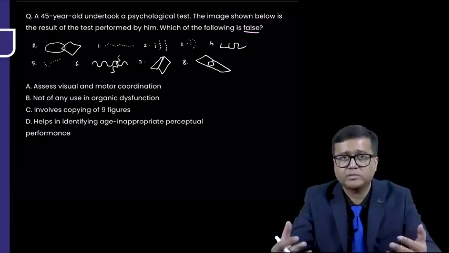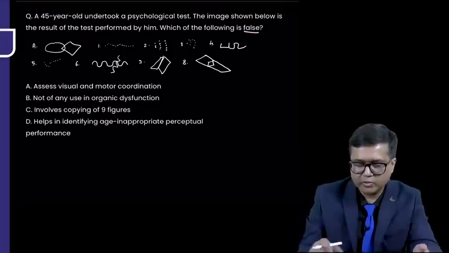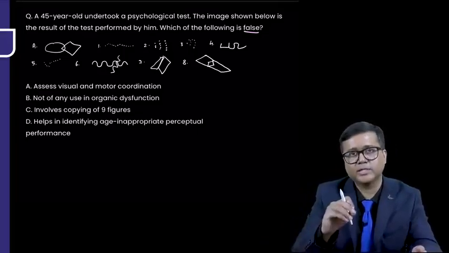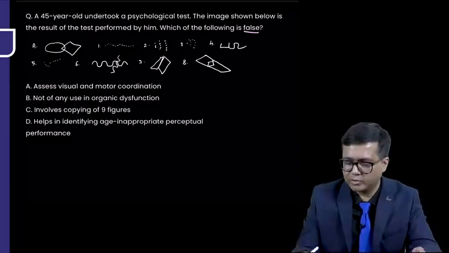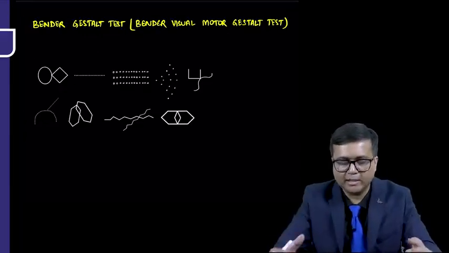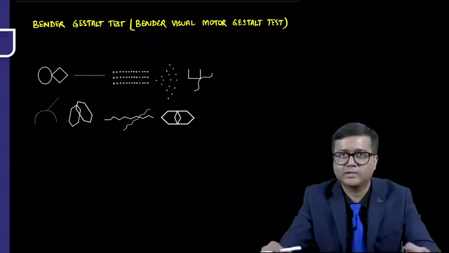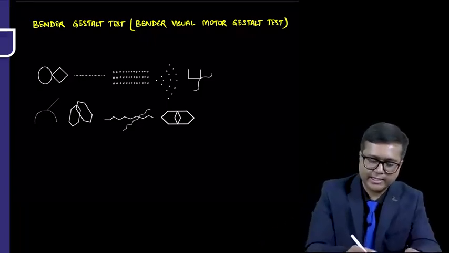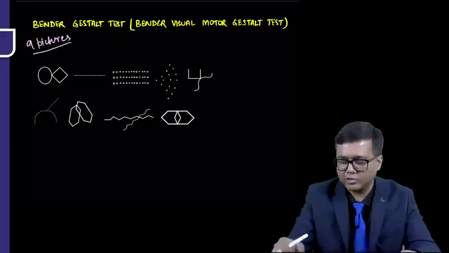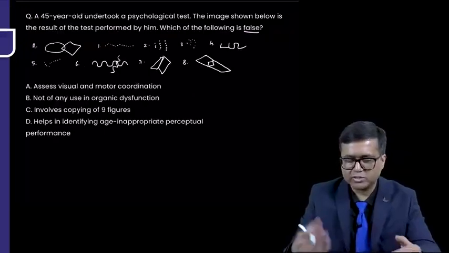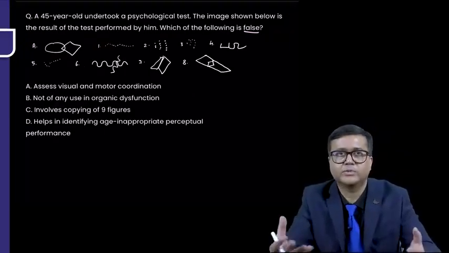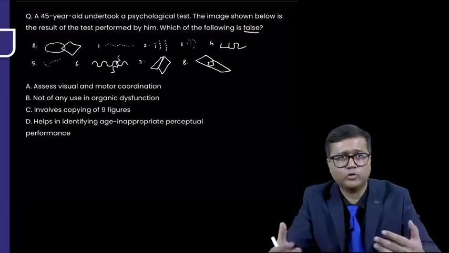Okay, so if you see in the image, the person has made certain figures. So what is this test? This is the Bender Gestalt test or Bender Visual Motor Gestalt test. As you can see in the test, there are nine pictures or images which the person is asked to copy. Okay, so as you can see in the image, this is the result which the person has given after copying these images.